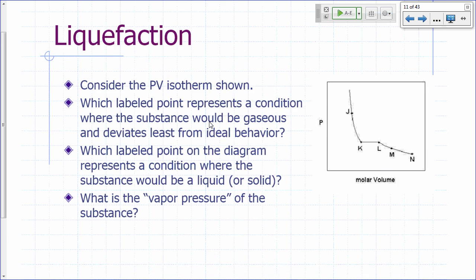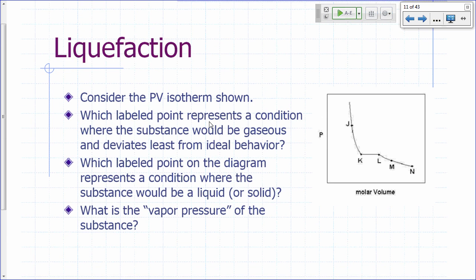So let's look at this isotherm. Which of the labeled points, K, L, M, or N, would represent a condition where the substance is gaseous and deviates least from ideal behavior? This is pressure versus volume. Let's change this since your clickers have A, B, C, D, and E. Let's make this A, B, C, D, and E. So which labeled point on this isotherm represents a condition where the substance would be gaseous and deviates least from ideal behavior? A, B, C, D, or E?